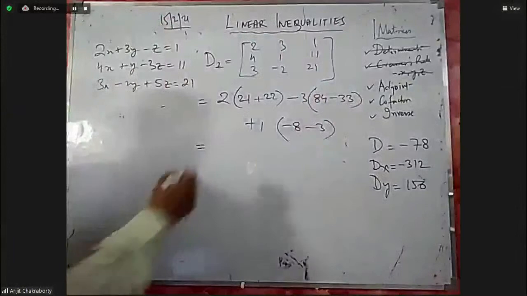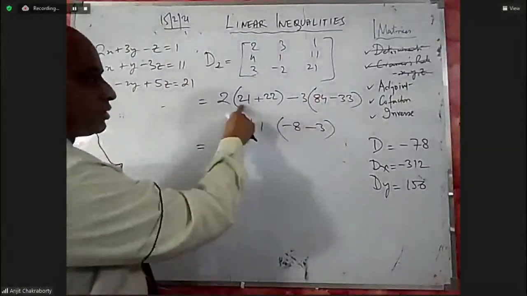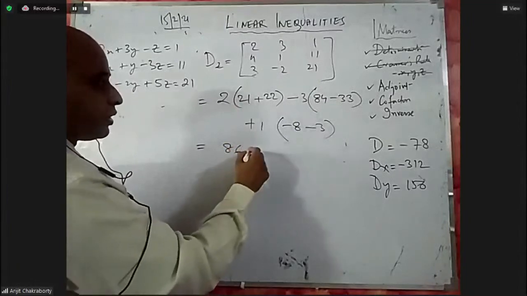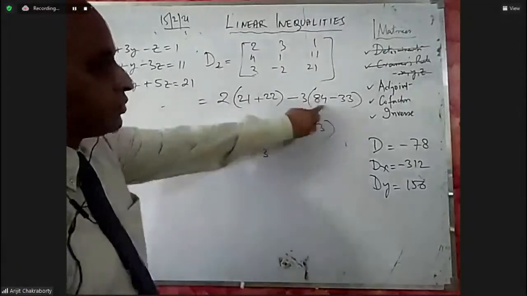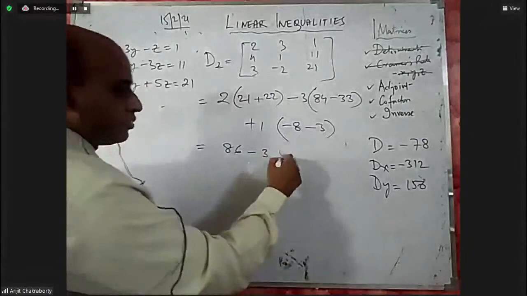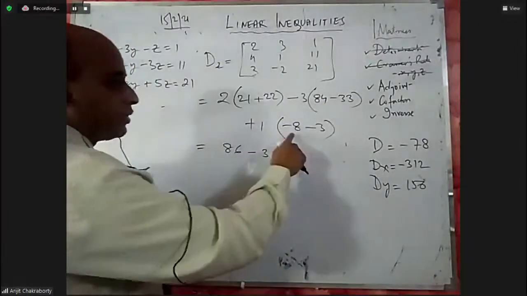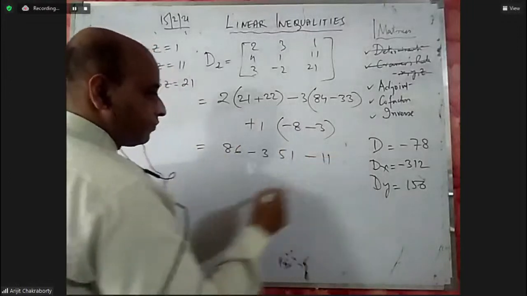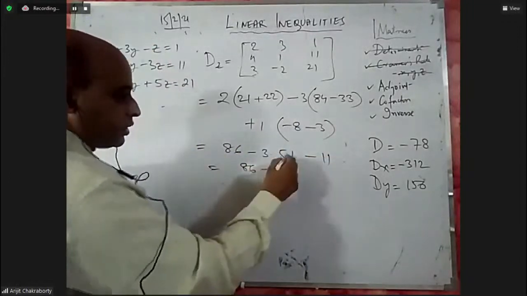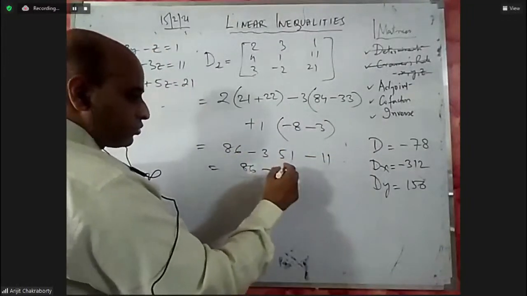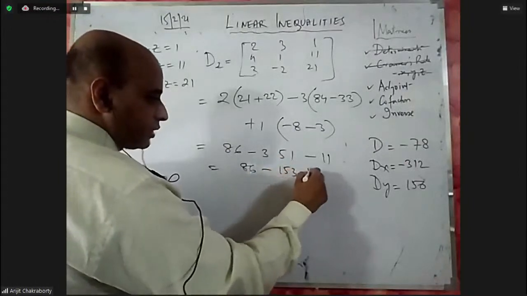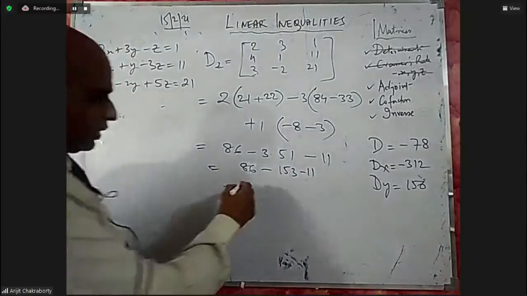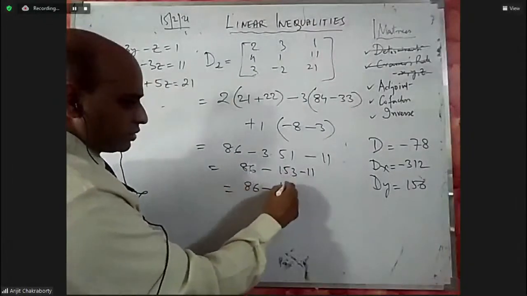Okay, so we are now dealing with the last part. 22 and 21 is 43. 43 into 2 is 86. Minus 3 into 84 minus 33, that is 51, I think. And then we have minus 11 into 1, that is minus 11. So I have 86 minus 51 into 3, that is 153, minus 11. How much does that get us? So it is, I think, 86 minus 164.